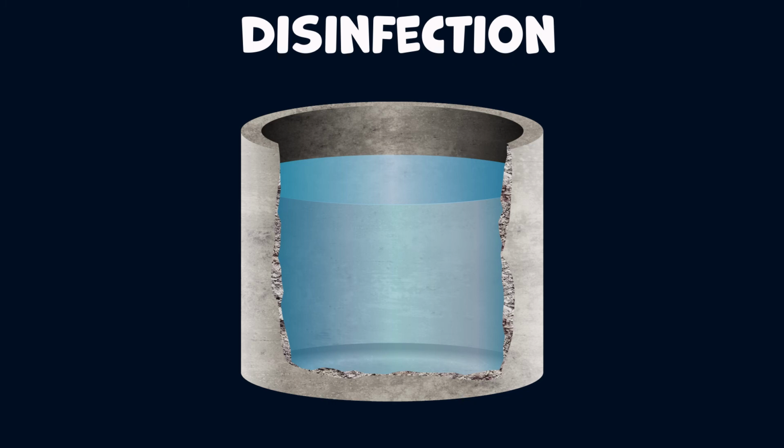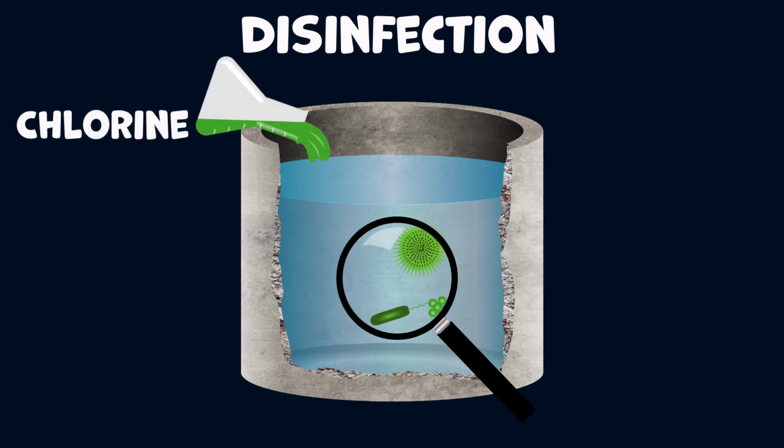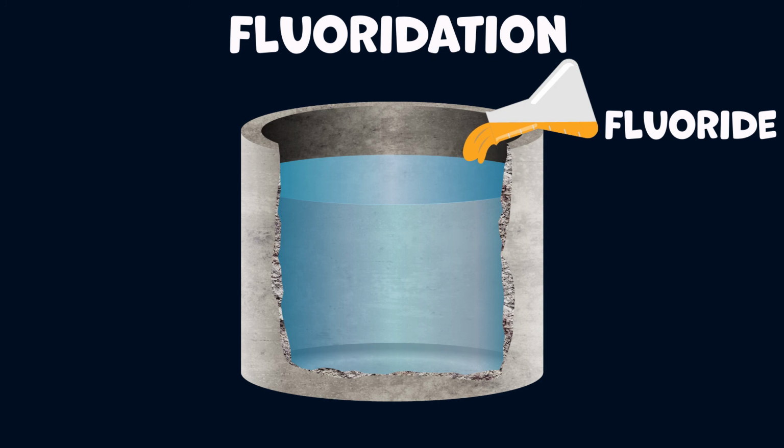Although the water looks clean at this point, there can be bacteria present that could make us sick. Disinfection is the most important step in the treatment process. Chlorine is a disinfectant used to kill this bacteria. In some of our towns, fluoride is also added to help reduce tooth decay or holes in our teeth.